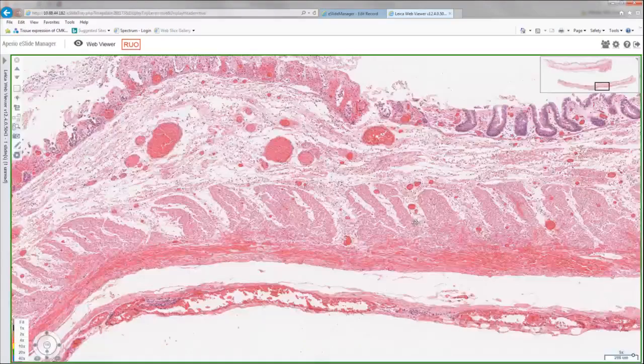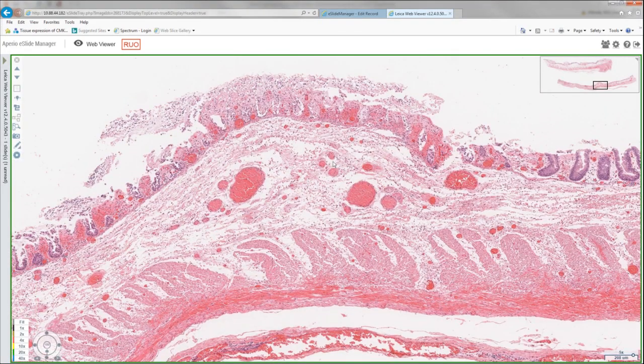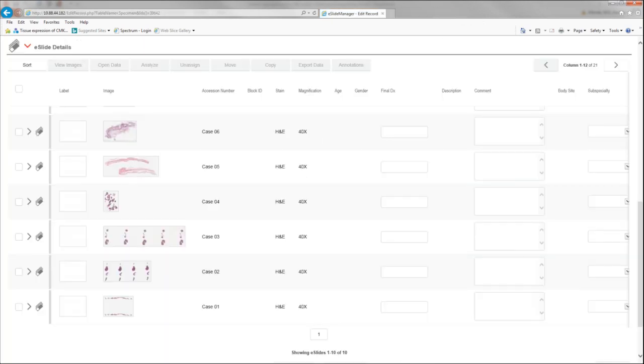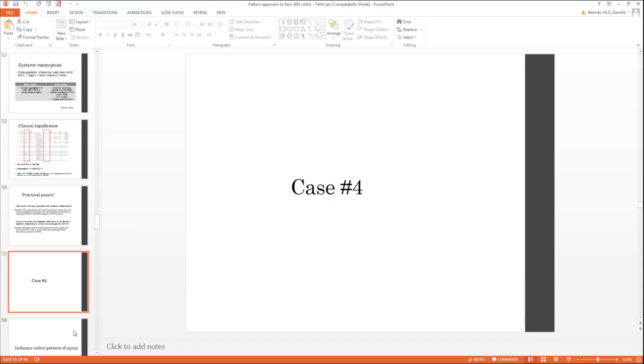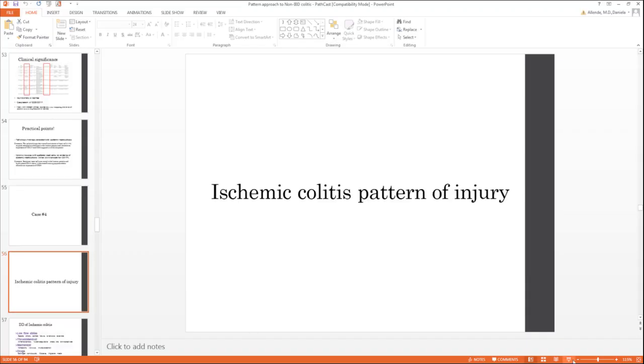In this case, I'm also showing you the vessels, which, other than being congested, had no primary pathology in the vasculature. And the submucosa is quite edematous as well. So this was a good example of acute ischemia.